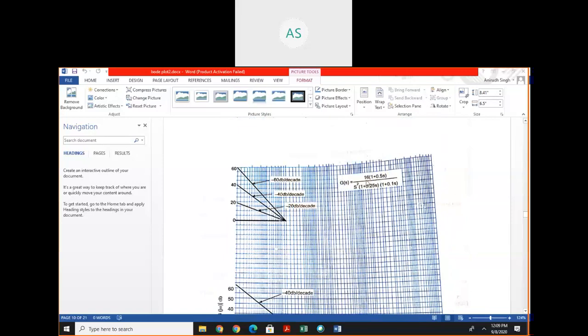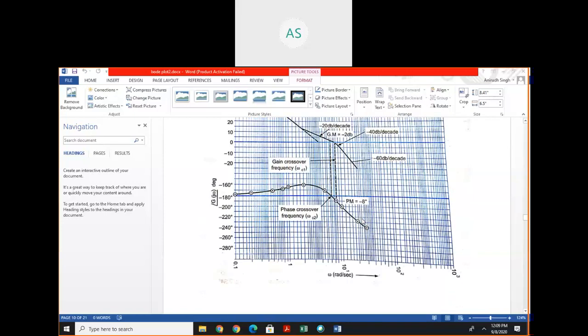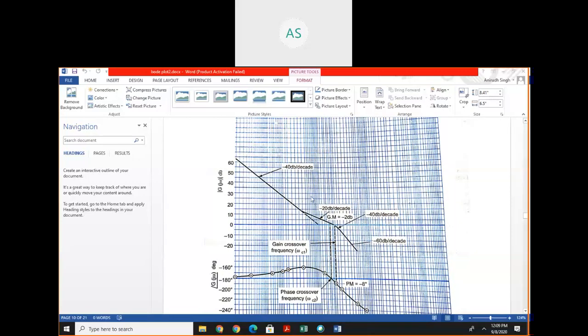Value of K is 16. It means that omega is under root 16, which is 4, and here this is 1, 2, 3, 4, and from 4 we draw a line of minus 40 dB per decade, and this line cuts the y-axis at this point, and this is the starting point of the Bode plot.